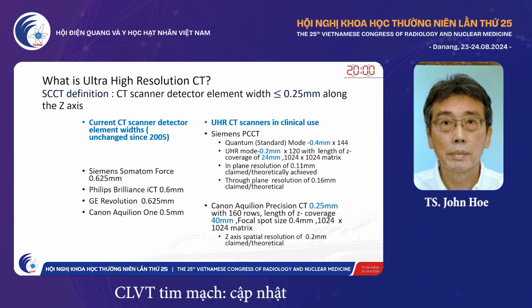The ultra-high resolution CT scanners currently available for clinical use, there's the Siemens PCCT scanner, which can scan in standard mode 0.4 mm scan collimation, ultra-high resolution 0.2 mm scan collimation with a Z coverage of 2.4 centimeters or 24 mm. Canon has a CT scanner called the Precision CT, which has 0.25 mm detector, but with a Z coverage of 40 mm or 4 centimeters.